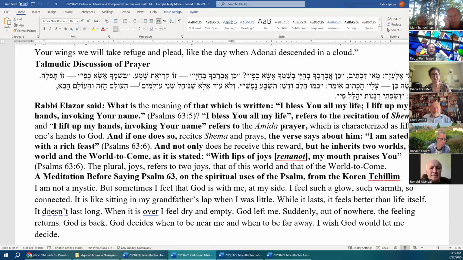Kain avarecha b'chayai, I bless you all my life, refers to the recitation of the Shema, right? So our Jewish prayer service in the morning has two big sections. The main chunk of prayer has the recitation of the Shema and the blessings which surround it, and the Amidah, the standing prayer with the 18 blessings, right?